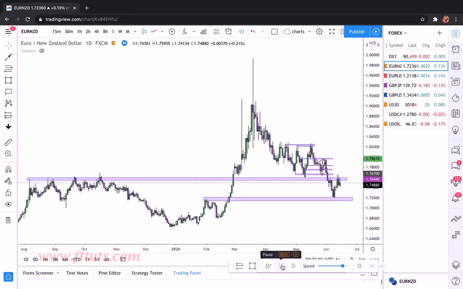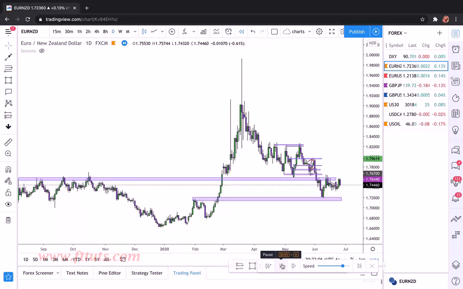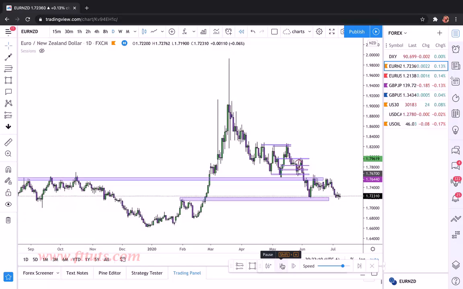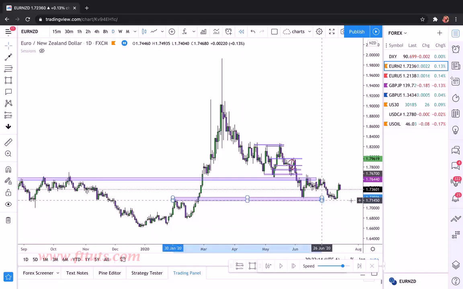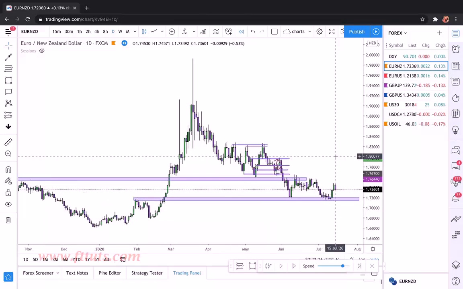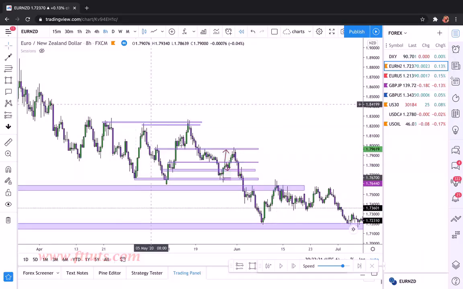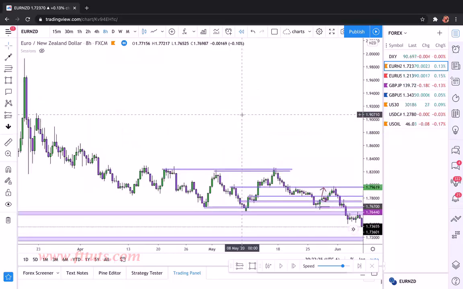So it tests it, comes up for this correction. Comes back down, reverses. Okay, so that's all it is, guys. You're just watching each and every level, and you're watching how it respects it. If it doesn't get retested, it's going to come up and retest structure, so on and so on.